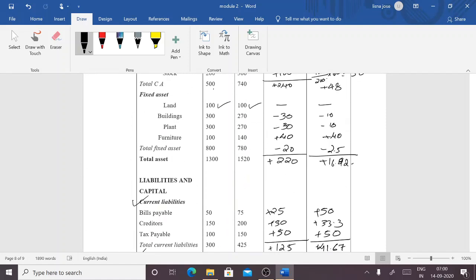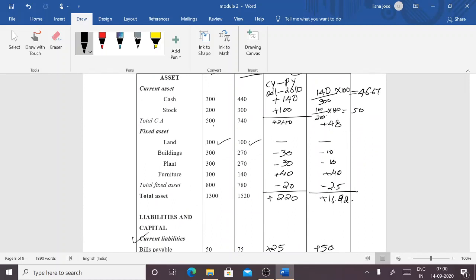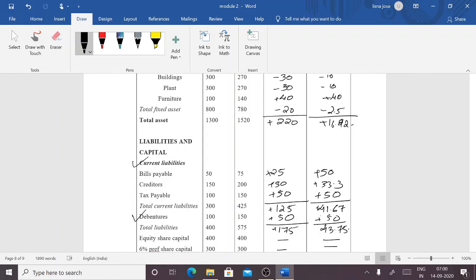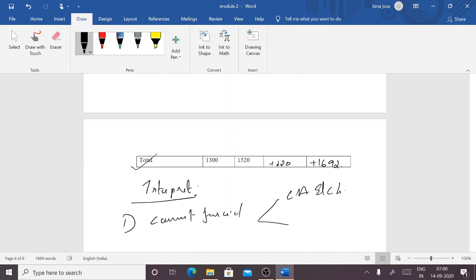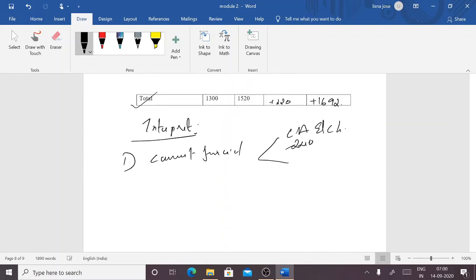See, for example, here the current asset is increased by 240 lakh. At the same time, what is current liability? It is increased by 125 lakh, right? So 240 increase, and here it is 125 increase that has happened. That means the current financial position is favorable because current asset is more than current liability. So we can say that the current financial position of the company is favorable.